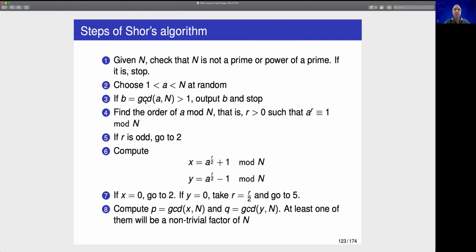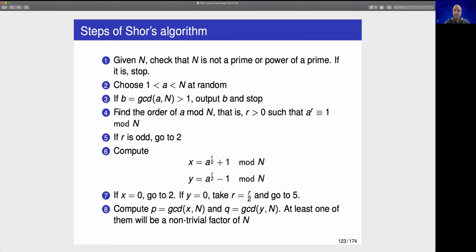And then we compute the greatest common divisor of a and n. If we are very, very lucky, then maybe this greatest common divisor is bigger than 1. This is this number b that I'm using here. If this b is greater than 1, it means that we have found a factor of n, and we can stop. But this will happen not very often. So if this does not happen, if we are not lucky, we proceed to step number 4.